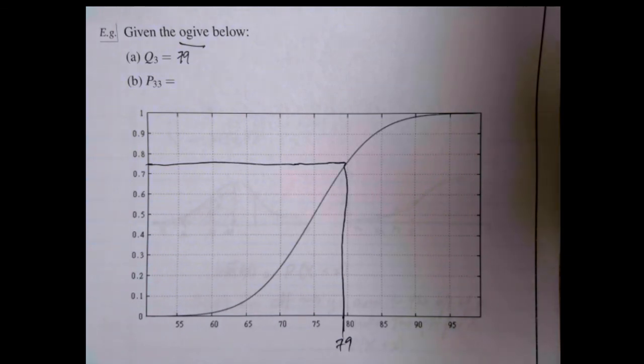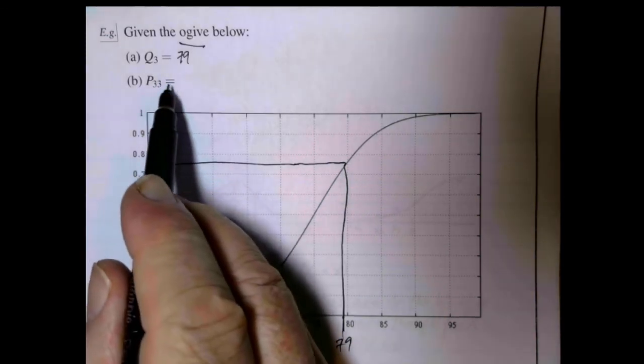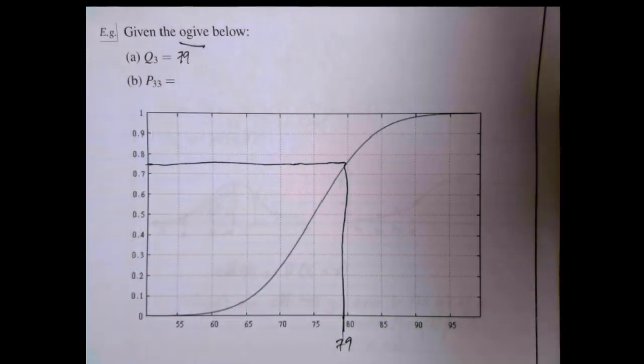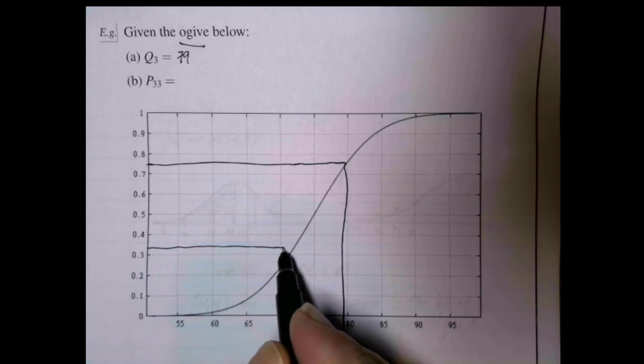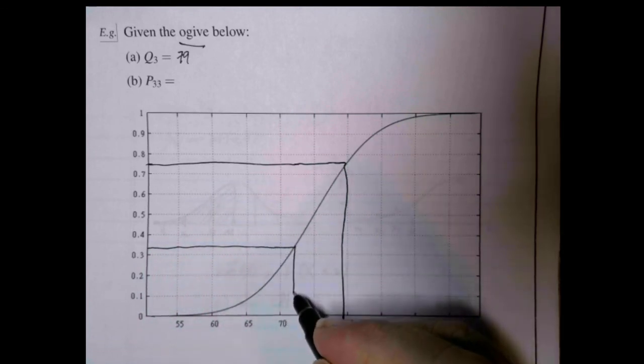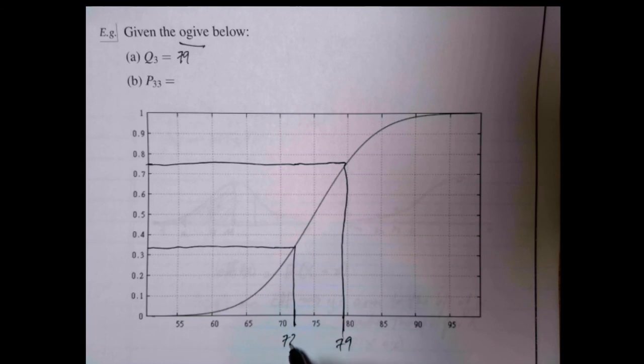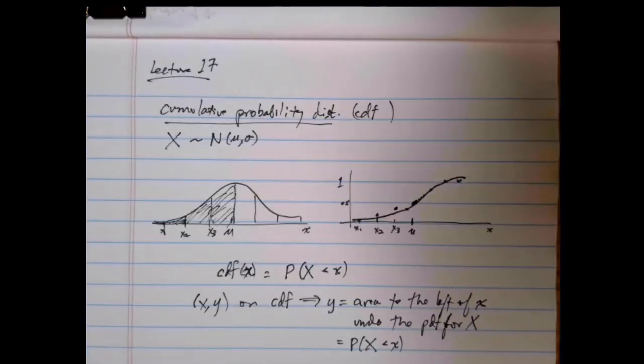What's P33? Well, you get it in much the same way. P33 is a number on the x-axis so that 33% of the area under the PDF is to the left of P33. So where's P33 going to be here? Well, the y value has to be 0.33. So it's going to be about right there. I'm going to guess that that's 72. So P33 would be about 72.